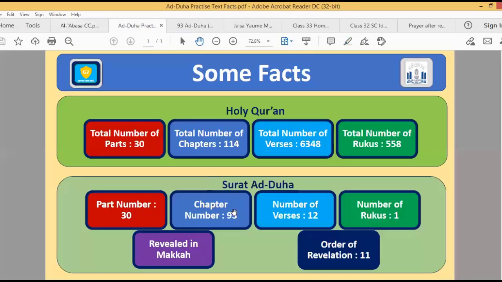that we'll be practicing today, and that is Suratul Duha. This surah is found in part number 30 of the Holy Quran, the final part of the Holy Quran, and the chapter number is 93. It has a total of 12 verses. It has one ruku, and it was revealed to the Holy Prophet sallallahu alaihi wasallam in the holy city of Mecca. Those are just a few facts for you about this surah.